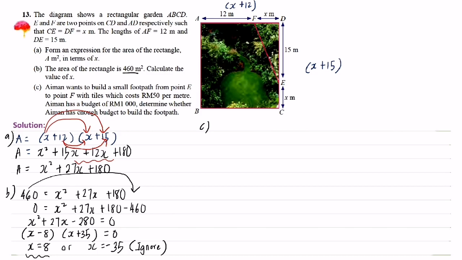Now we look at C. Aiman wants to build a small footpath from point E to point F with tiles, which costs RM 50 per meter. Aiman has a budget of 1,000 ringgit. Determine whether Aiman has enough budget to build the footpath.